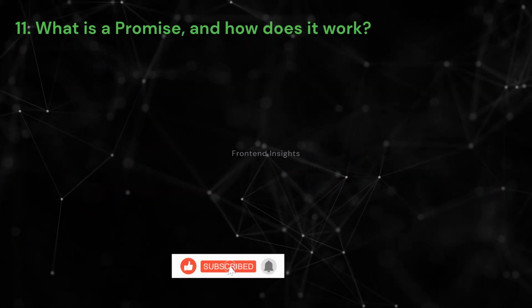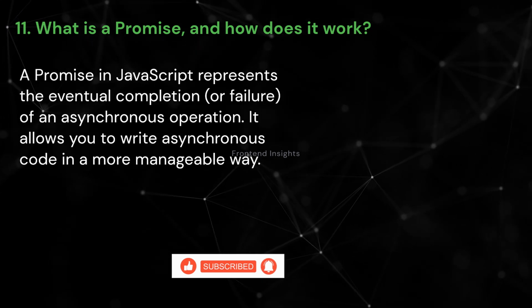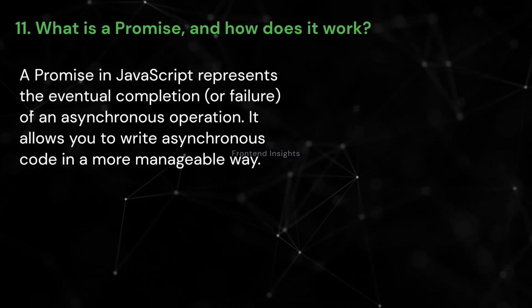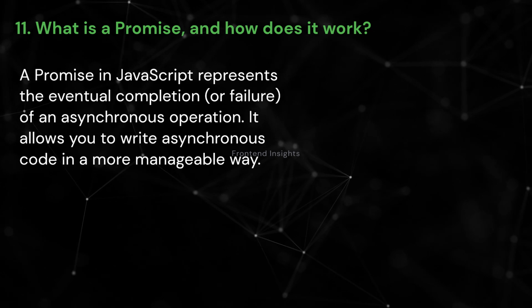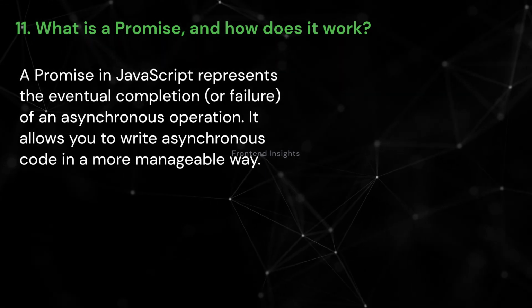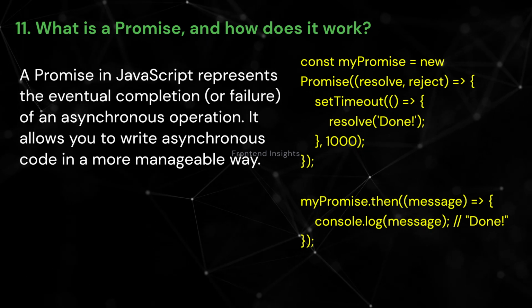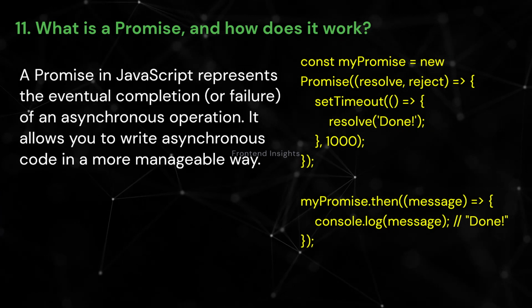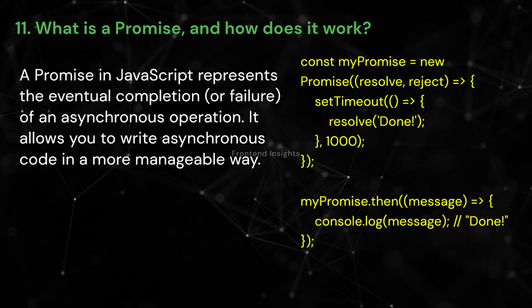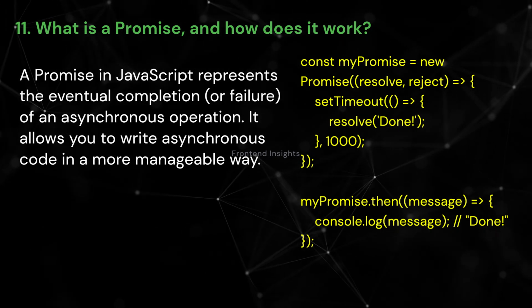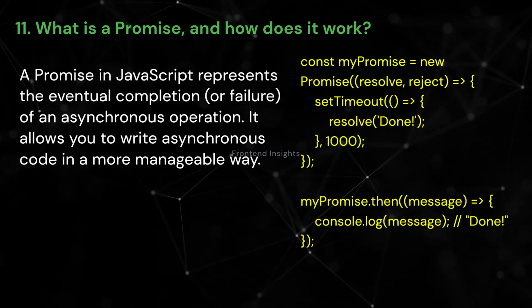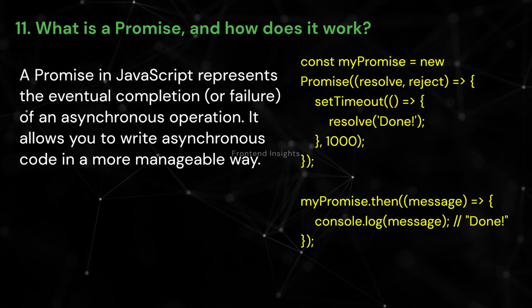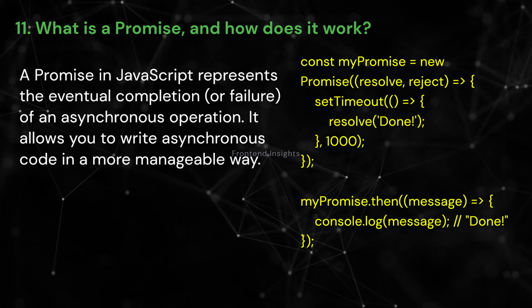What is a promise and how does it work? A promise in JavaScript represents the eventual completion or failure of an asynchronous operation. It allows you to write asynchronous code in a more manageable way. Here is an example. Okay, so in this example, myPromise is created with a function that resolves after 1 second. Okay, and myPromise.then is used to handle the resolved value, logging done to the console after the delay. Now move to the next question.